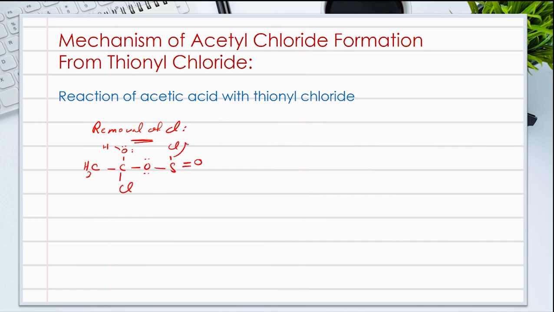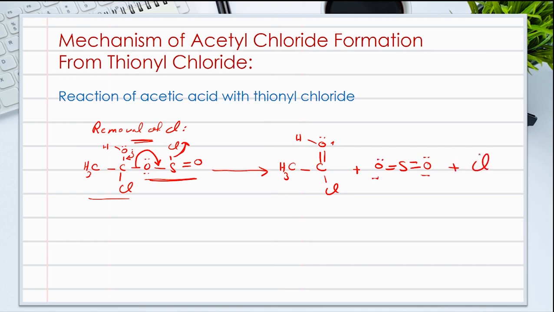Followed by the breaking of the bond between the carbon and this oxygen. This lone pair forms a double bond and the removal of the chloride ion leaving group. This gives us the protonated acetyl chloride, CH3, C double bond O, H, bond Cl. And this one gives us sulfur dioxide, S, double bond O from this side and double bond O from the other side. And this one is the chloride ion, Cl negative.